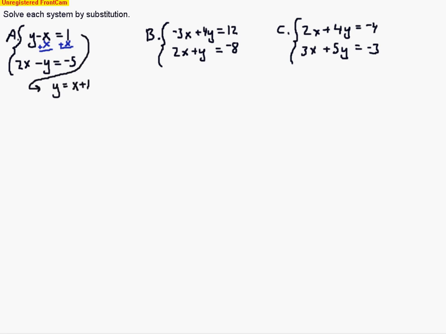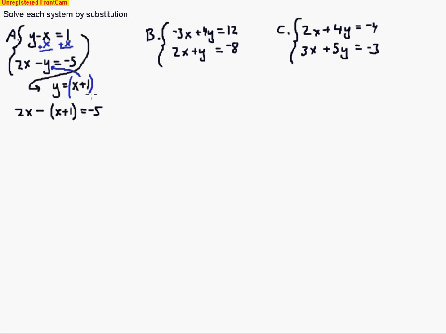Well, once we have a variable isolated, we've got an expression that it equals. So let's take that expression, x plus 1, since that's what y equals, and we're going to put it in place of that same variable y, but in the other equation. So we'll rewrite the other equation, 2x minus, and then put in parentheses x plus 1 equals negative 5.